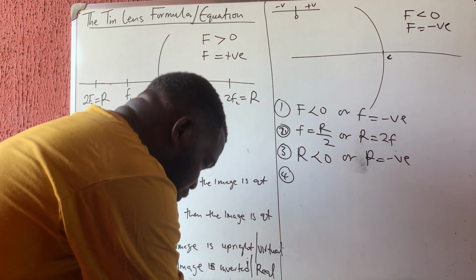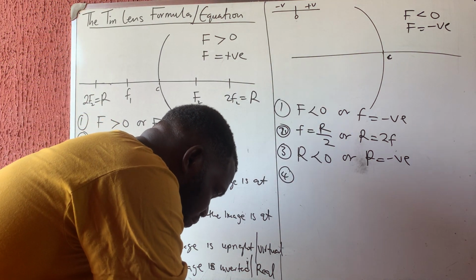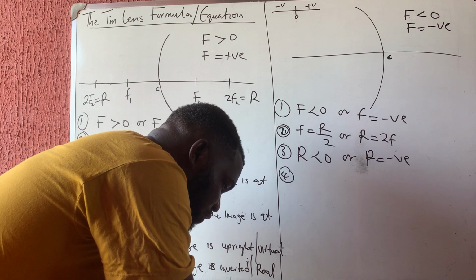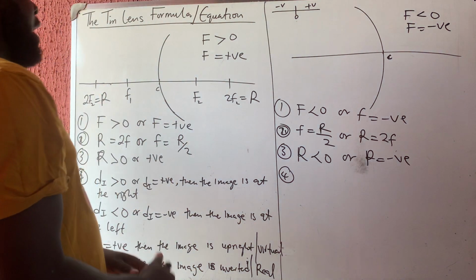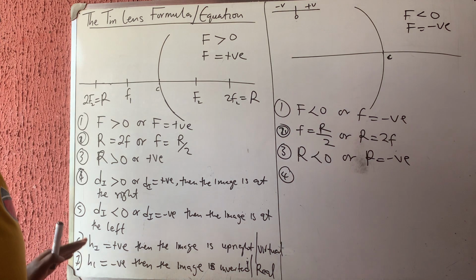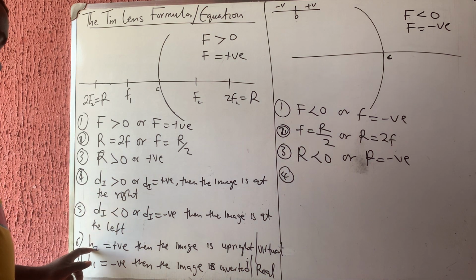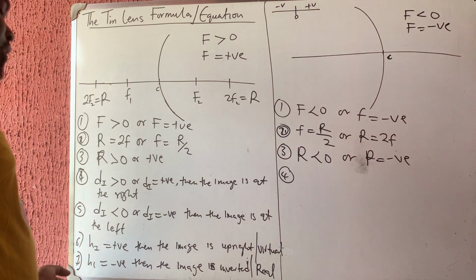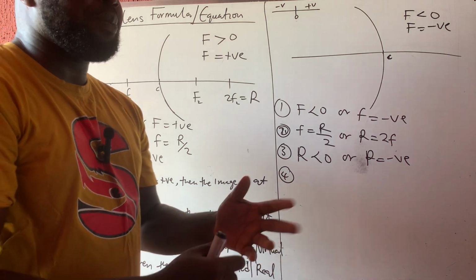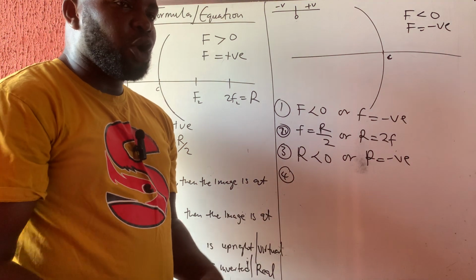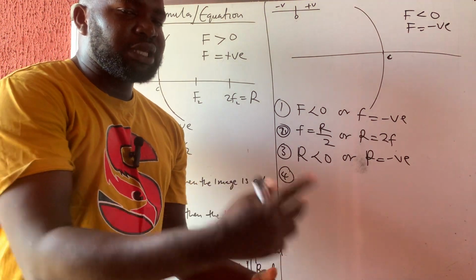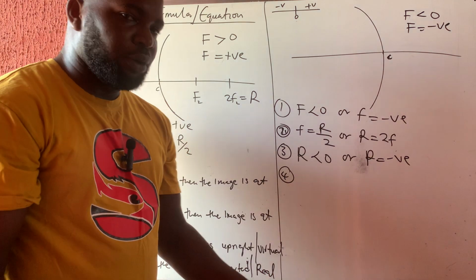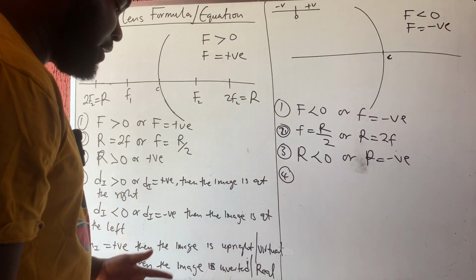Now, another thing you need to know is whenever the object is facing upward. Let's go to the object. If the object height is positive, then it's equally upright. But most of the times we keep the object upright, then find out how the image is going to be formed. That is why I'm not interested in writing that one.